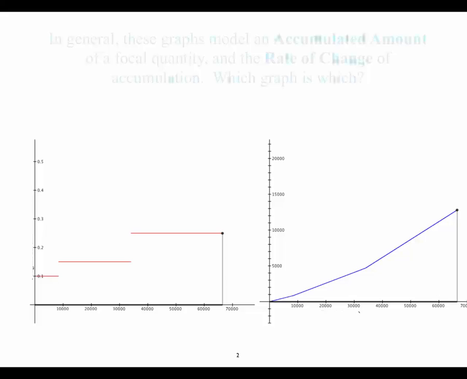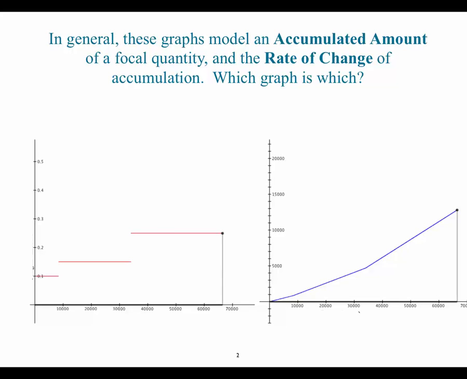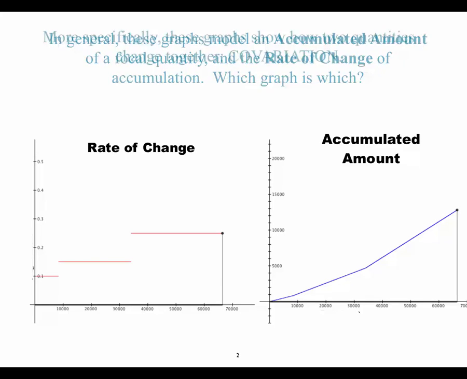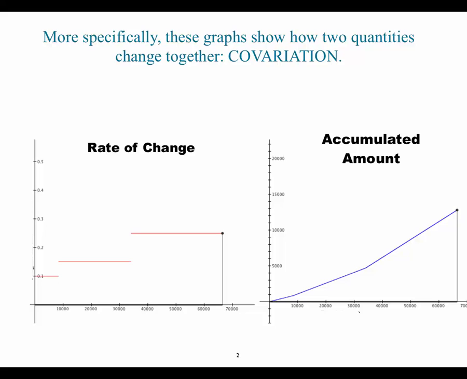So first question. In general, we got a graph for the accumulated amount and rate of change. Which is which? Which is accumulated amount? Right. Rate of change on the left. More specifically, these graphs show how two quantities change together, covariation. So let's talk about those two quantities.